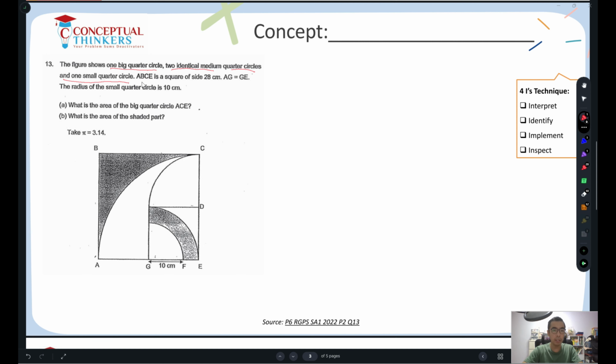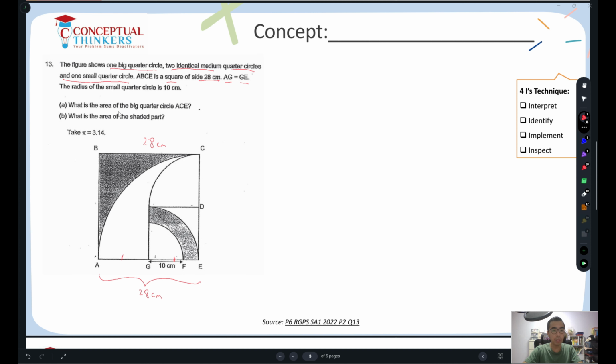Okay, now ABCE is a square of side 28 cm, so 28 cm each. So let's put it down. So from here is also 28 cm. Okay, the square. Okay, so AG is equal to GE. So this means that from here to here is equal to here. So let's put it down. So the radius of the small quarter circle is 10 cm. So it's mentioned in the diagram here.